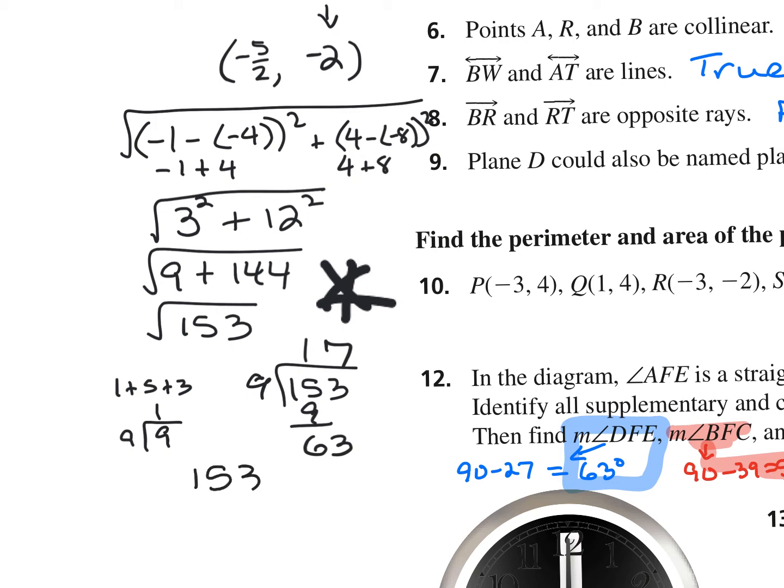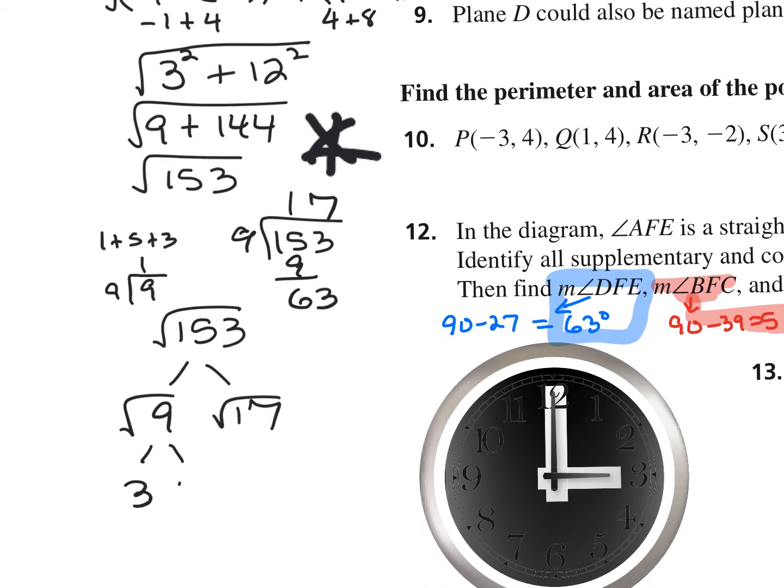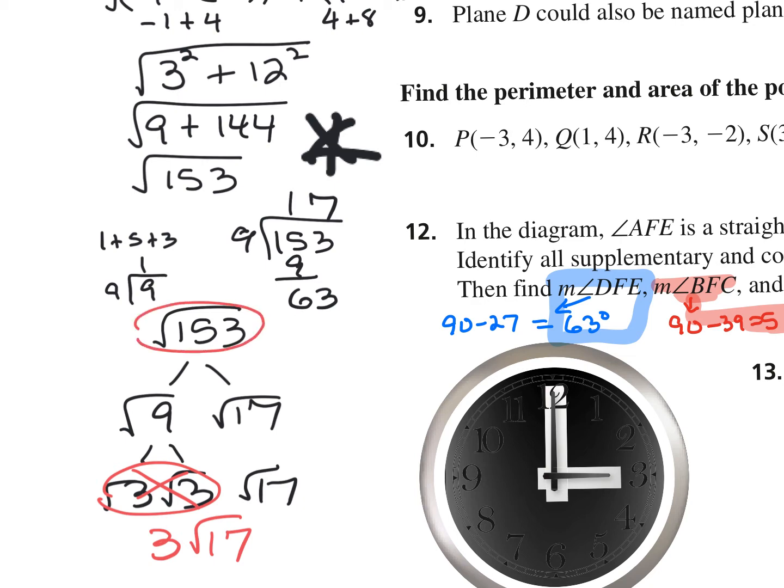So I can break 153 down. It is not in simplest radical form. So I'm going to break it down into 9 times 17. The 9 breaks into a 3 and a 3. Got a pair of 3's, 3 comes out, and my simplest radical form for the distance or the length of AB is 3 square root 17. Now again, if you thought that this was prime and you stopped here, you're not going to get full credit, you will get partial credit on that one.